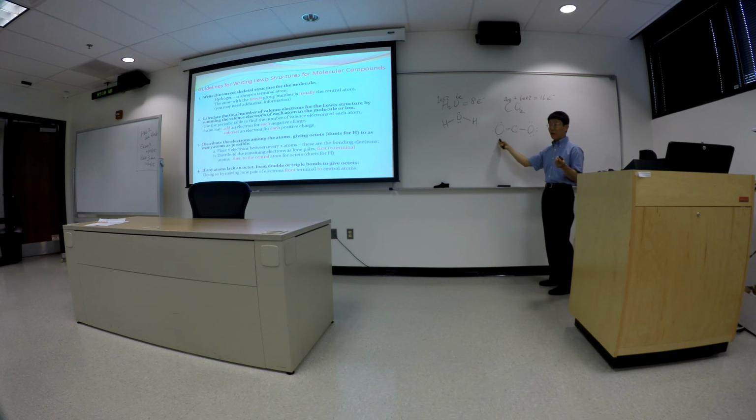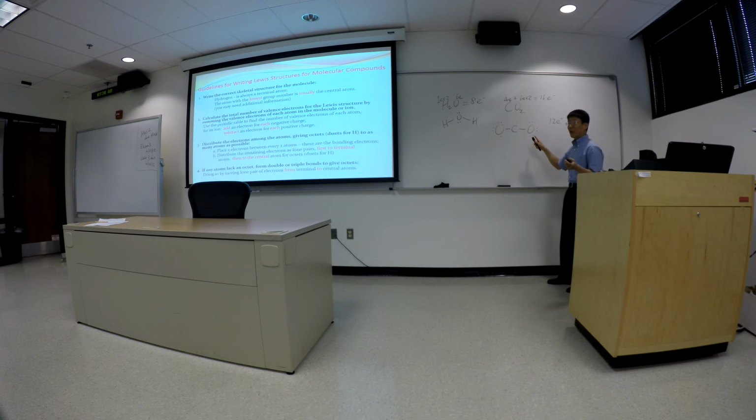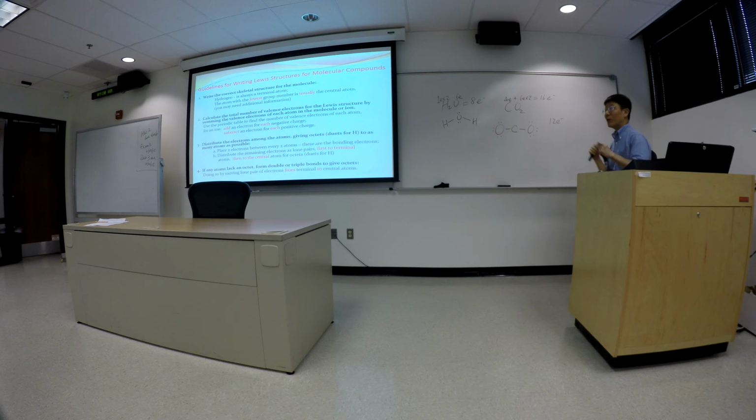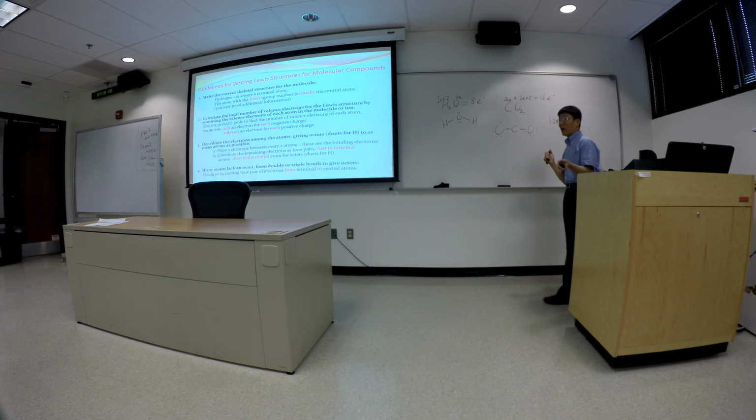Oxygen has 8 electrons, 2, 4, 6, 8. So each oxygen is happy. Hey, we got 8, we're happy. Carbon is crying. "You guys are not fair. I only have 4. I need 8 as well." Well, we don't have any more. What are we going to do?